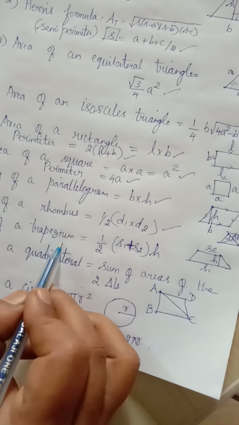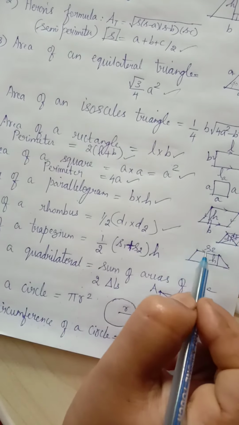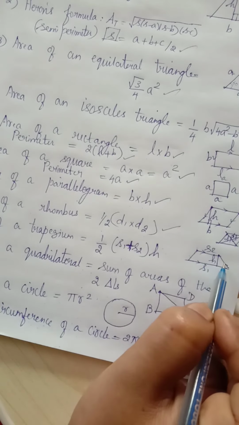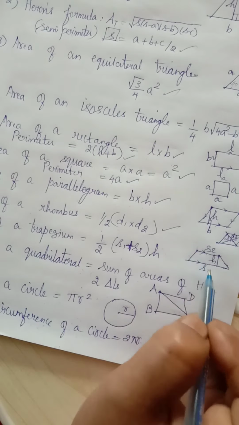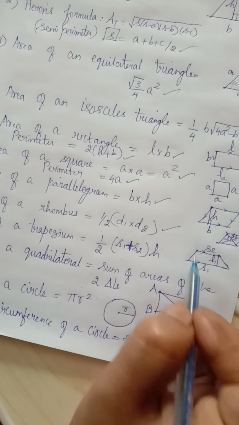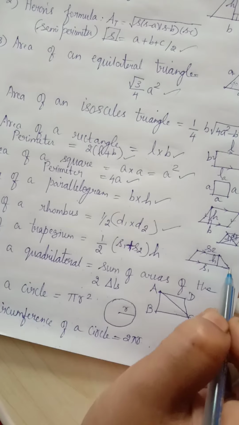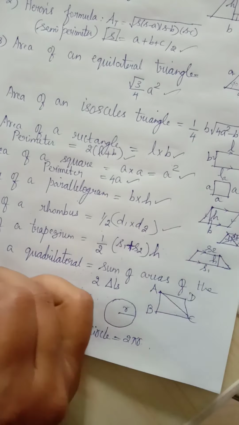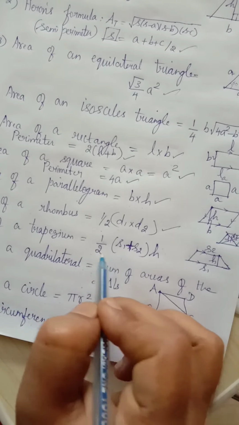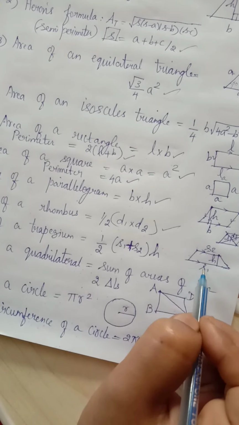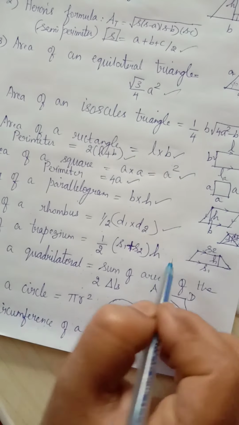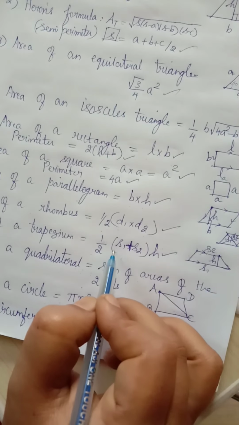And the area of a trapezium. A trapezium is a figure which has only 2 sides parallel, where the other 2 sides are non-parallel, and the two opposite sides S1, S2 are not equal in size. That's the shape of a trapezium. One side will be longer, one will be shorter. So the area of a trapezium is given by the formula half into the sum of the opposite parallel sides into height, which is written as half into (S1 plus S2) into h.